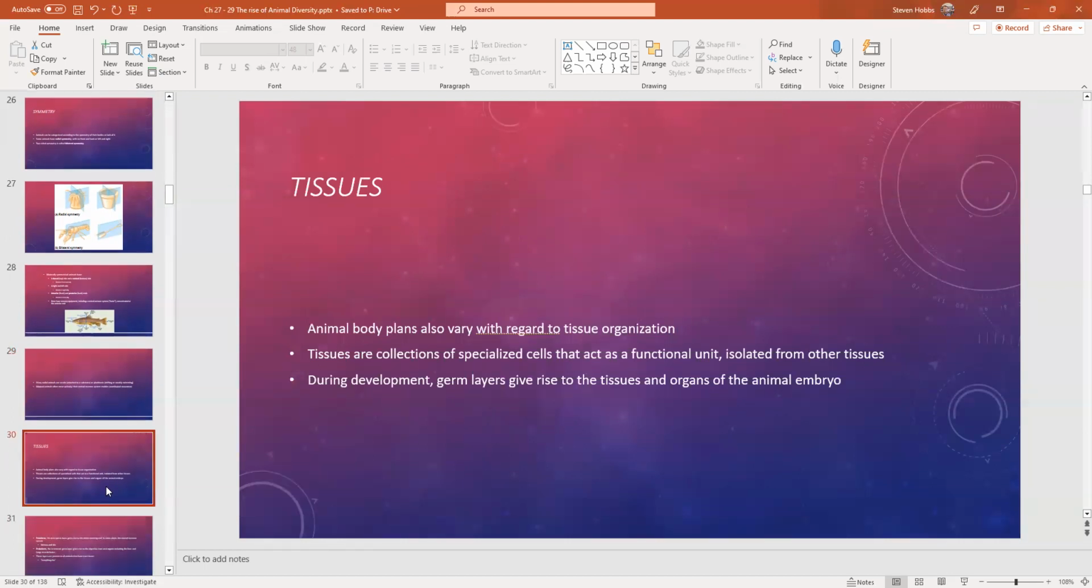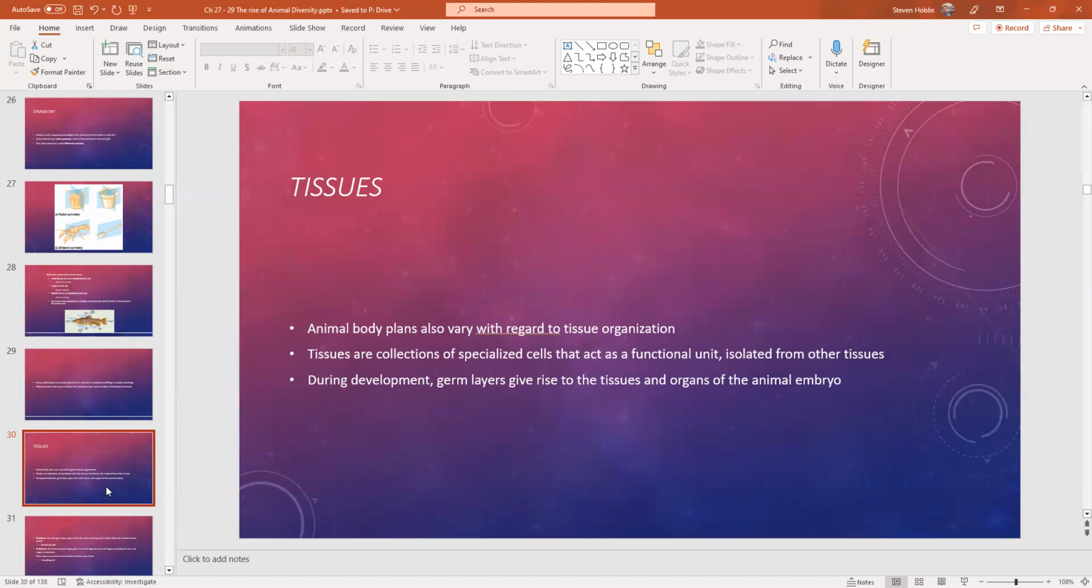Now, tissues, we start with no tissues, like a sponge, and then we get into two tissues. Well, what about those that were just one? They went extinct and didn't work as well. So those tissues are collections of these specialized cells that allow it to work as a functional unit. So we will talk about functional units a little bit later on in this course when we get into specialized systems. But these are going to be isolated from other tissues, such as muscle tissue is different than skin.